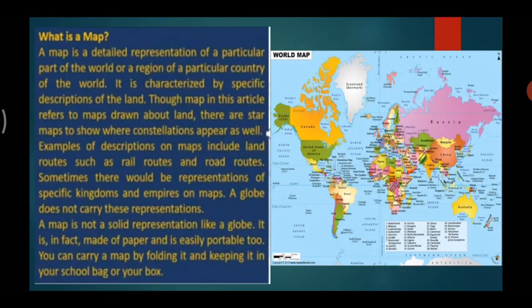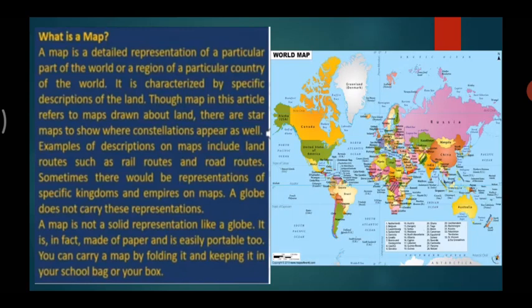Let's move forward. So the map is a detailed representation of a particular part of the world or a region or a particular country of the world. It is featured by specific descriptions of the land. Here, maps refers to maps drawn about land. There are star maps. That means there are different types of maps. For example, descriptions of a map include land routes such as rail routes and road routes.